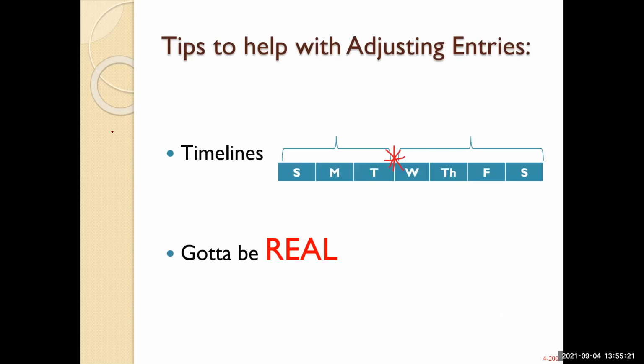And a couple other tips that I want to help you with adjusting entries is I think it helps a lot to utilize timelines so you can figure out what is happening when. I've already shown you some examples of that in class, but we'll look at some more examples in this video today. And also, your adjusting entries have to be real. What does that mean?